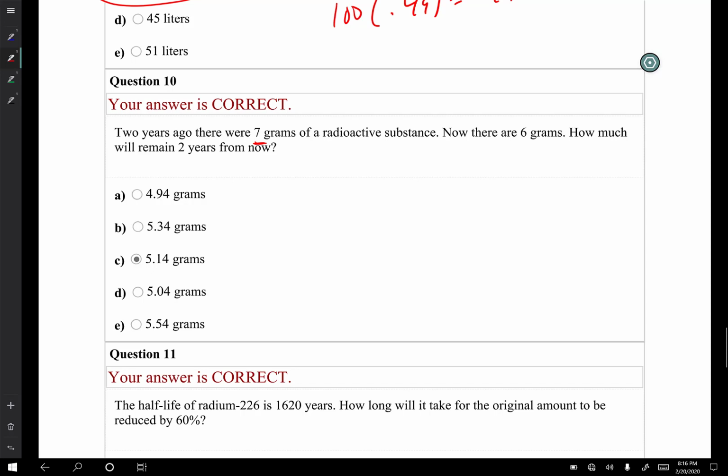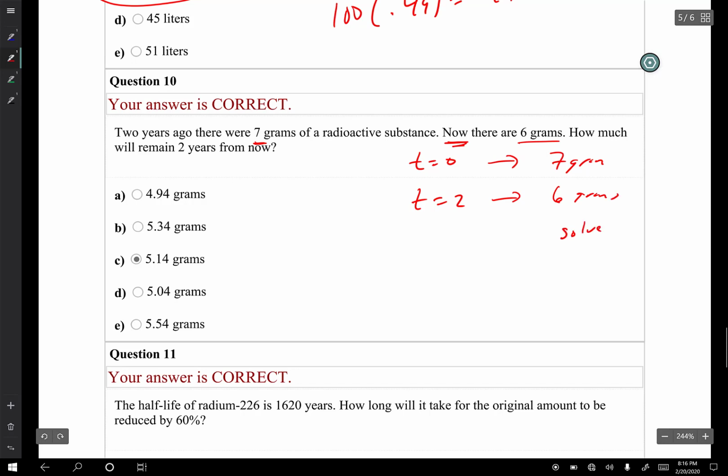Okay, so 2 years ago, we're going to say that was the initial time. So t equals 0. There was 7 grams. And then t equals 2. There is now, it says 6 grams. So solve for k. Solve for k.